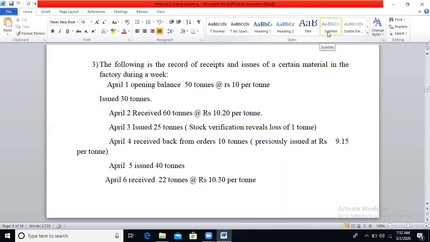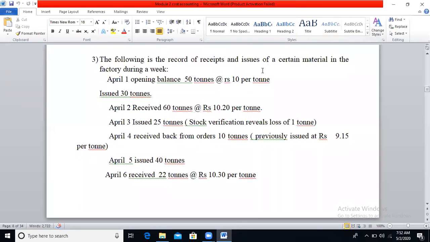April 1st, opening balance 50 tons at rupees 10 per ton. Opening balance is nothing but your opening stock. So you have to show this in your balance column. And on the same date only, we are making issued 30 tons. April 2nd, received 60 tons at rupees 10.20 per ton.